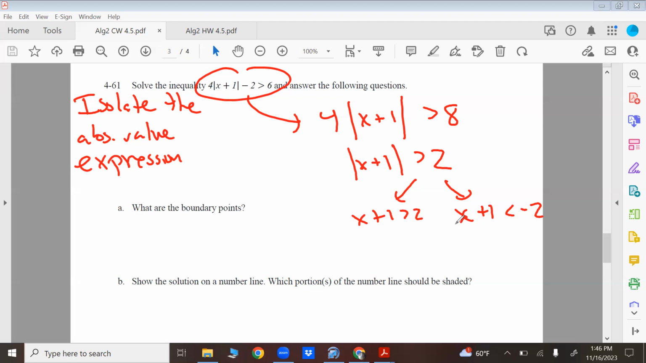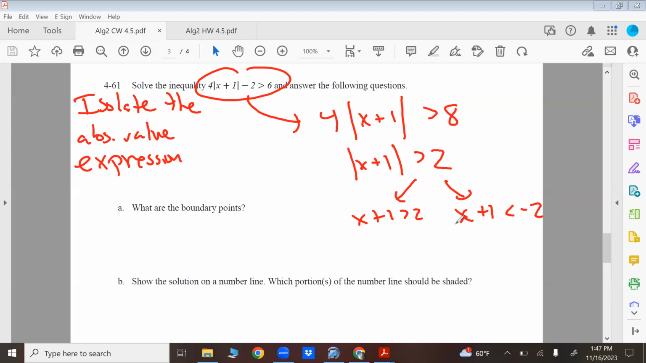Because of absolute value. If I plug in 0, does that work? What's 0 plus 1? 1 is not greater than 2. That's no good. But what if I make x plus 1 less than -2? What if x is -10? What's -10 plus 1? -9, right? What's the absolute value of -9? 9. Is 9 bigger than 2? Yeah, so that could work. So x plus 1 could also be less than a negative number.